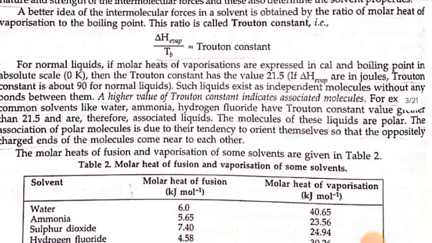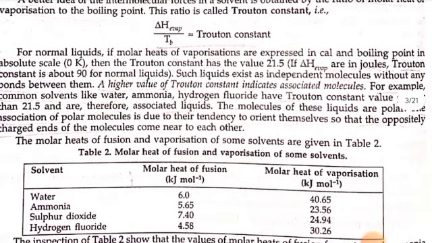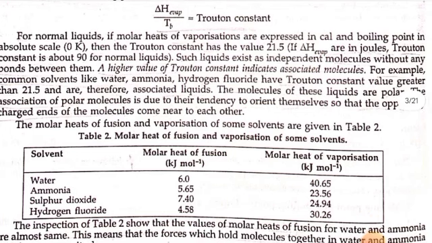For normal liquids, if molar heat of vaporization is expressed in calories and boiling point in kelvin, the constant is about 21. For normal liquids, such liquids exist as independent molecules without any bond between them. A higher value of Trouton's constant indicates associated molecules. For example, common solvents like water, ammonia, and hydrogen fluoride have Trouton's constant values greater than 21.5 and are therefore associated liquids. The molecules of these liquids are polar.